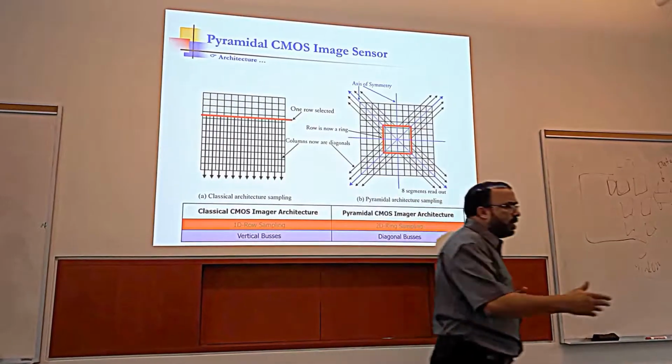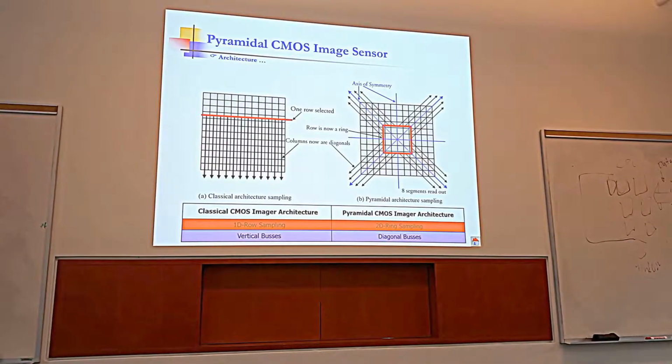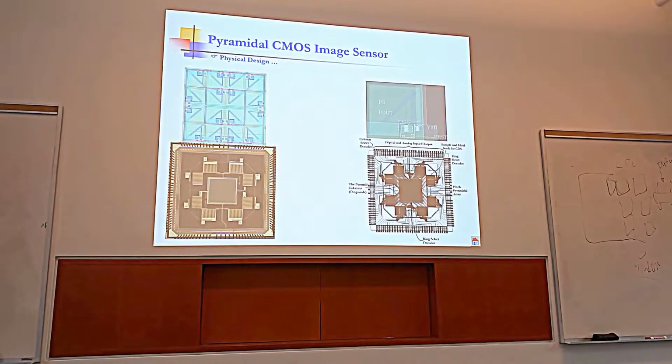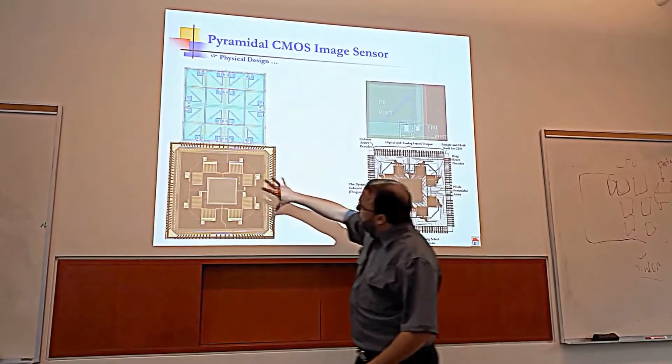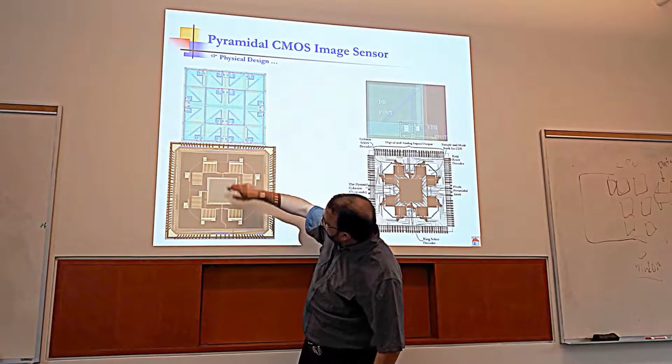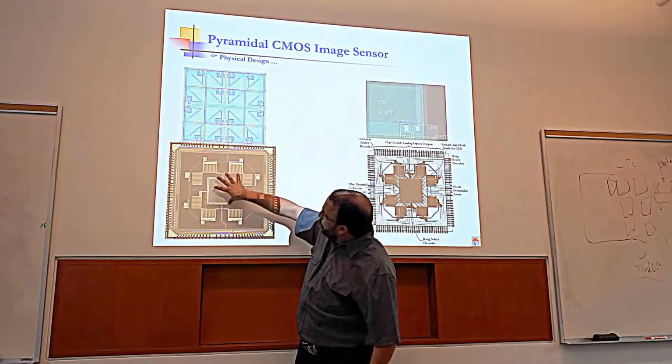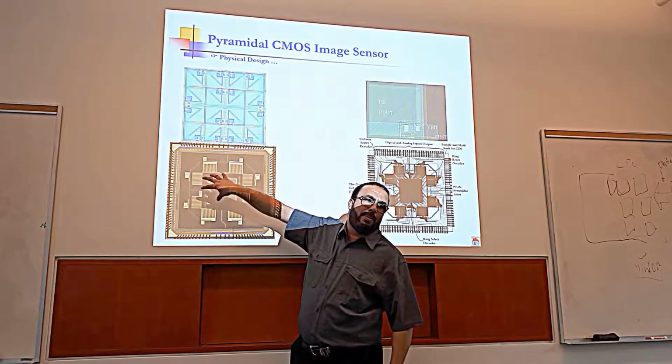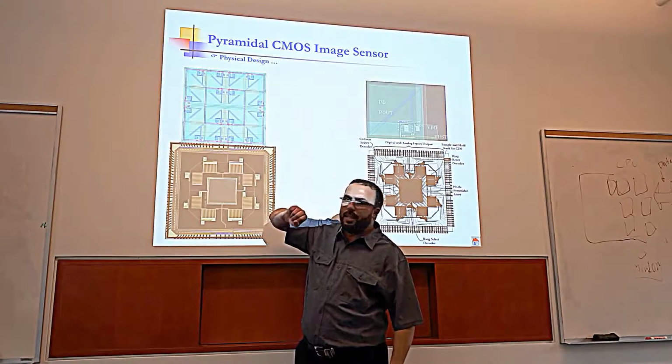Good. So let's go very quickly into the details there. This is basically a snapshot of that. This is the image. This is the real chip. This is the pyramidal image sensor. It's like you are looking at a pyramid from the top, and that's why we use that name.